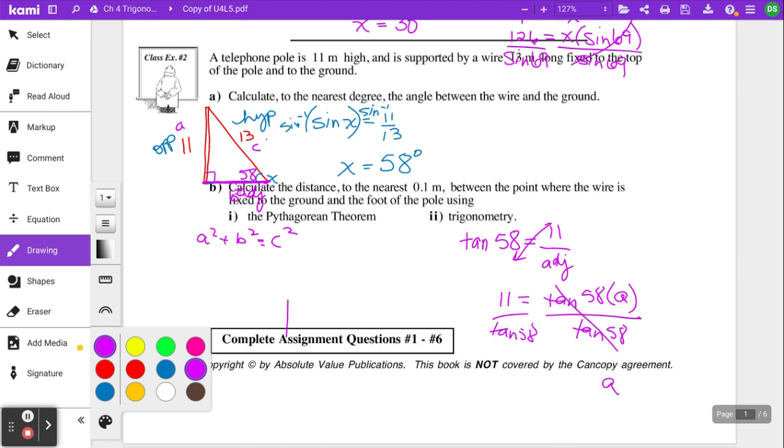And how long was it? Shorter than 13? Shorter than 11? How much? Did everybody do it? Haley? 6.9? Perfect, okay. All right, 6.9 meters. Everybody clear on how to do that?